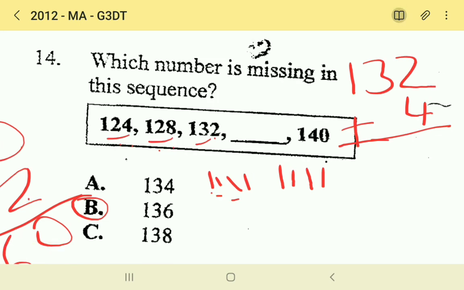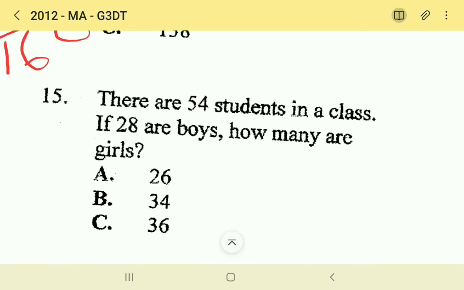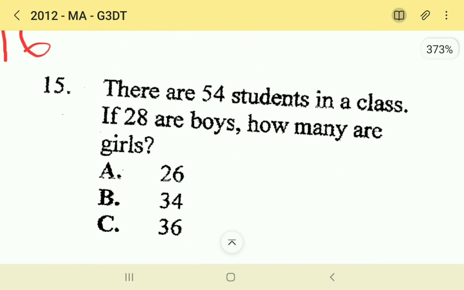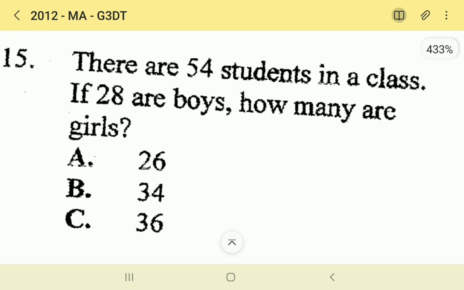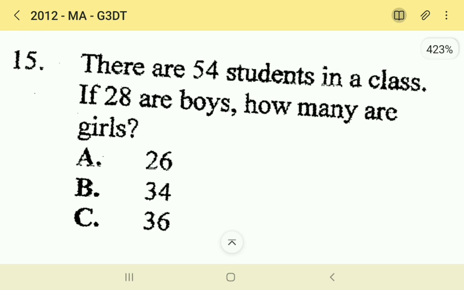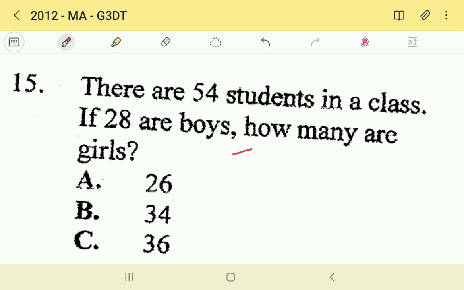Alright? Moving on. I'm not doing too much of a detailed workout, just running through for you. 15. There are 54 students in a class. If 28 are boys, how many are girls? Don't these items sound familiar? Go through the past papers, guys. Many items do repeat. Alright, so you have 54 being students, and 28 is a gender, which is boys. Now you have to take the boys from the total, and what is left would be your girls.